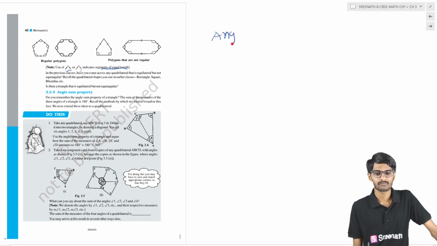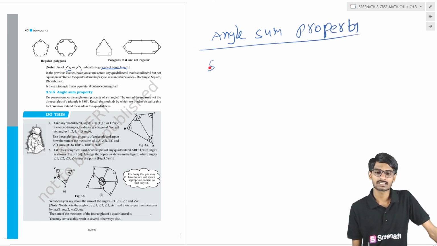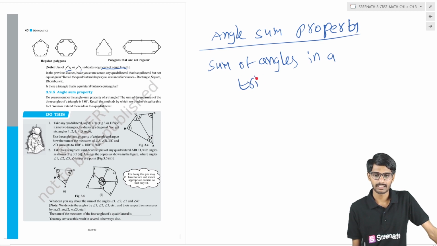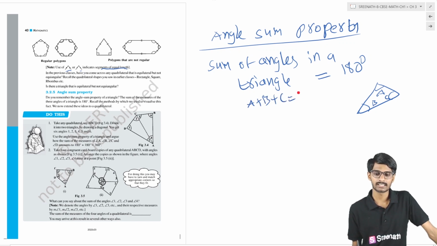Next, the angle sum property. What is that property? Basically, we know that the sum of angles in a triangle is equal to 180 degrees. If there is a triangle with angles A, B, C, then A plus B plus C is equal to 180 degrees. This is what we learned in the previous classes, our previous knowledge.